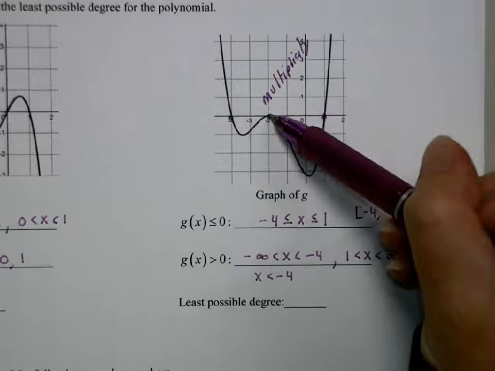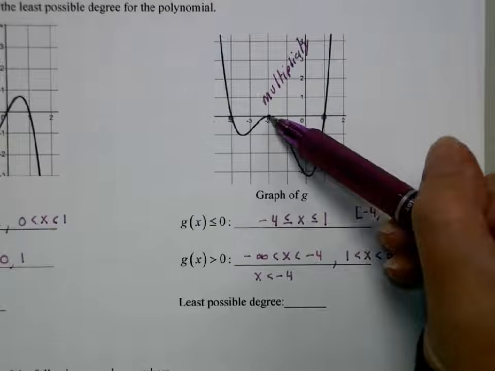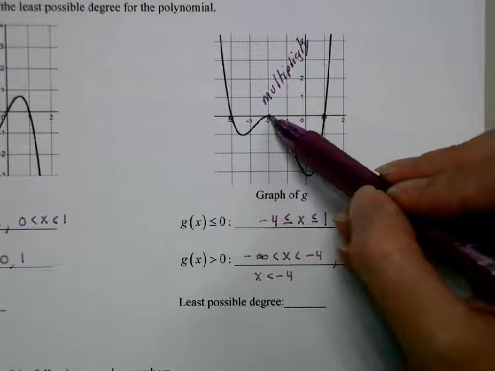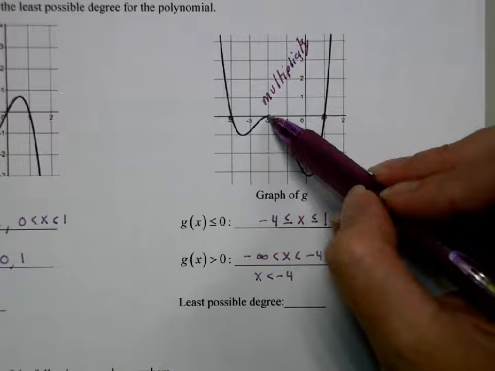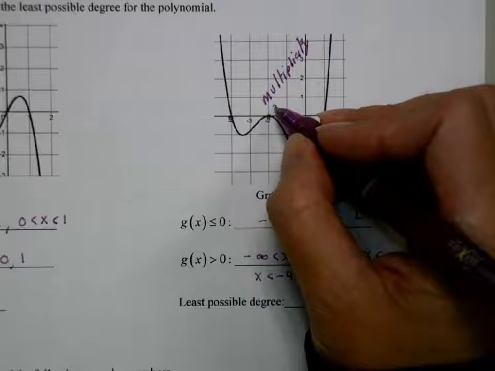If it touches and then just grazes it, that means it's an even multiplicity. So it could be degree, it could be something to the squared, it could be something to the fourth. We don't know. But at a minimum, it has a multiplicity of 2. Then we have these two other guys. So this one is also a degree 4.